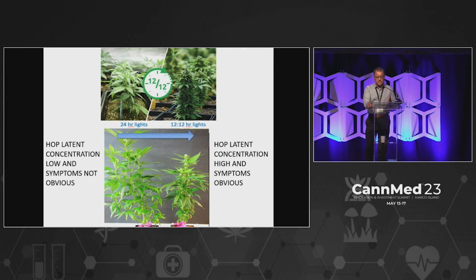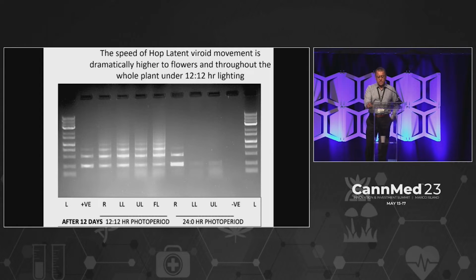So what you're seeing here is a plant on the left that is receiving full light, and on the right is the one that goes into flower. And when you start looking for the viroid, you see a dramatic increase, as you see with the presence of these white bands, in the plants that are under the 12 and 12 photoperiod, which is the flowering period, compared to the panel on the right, which received full day length.